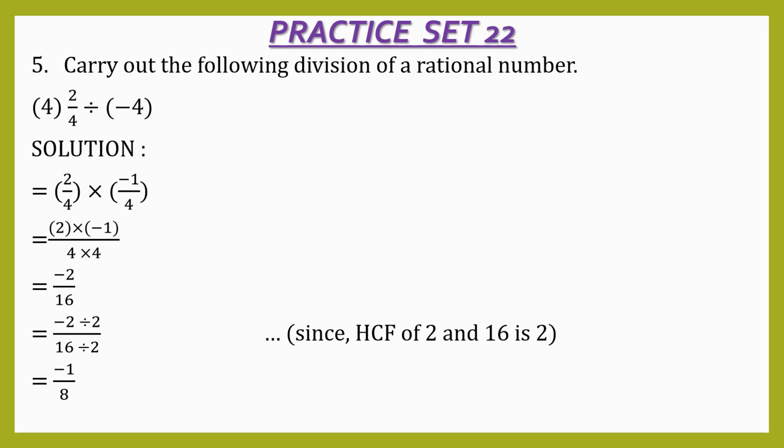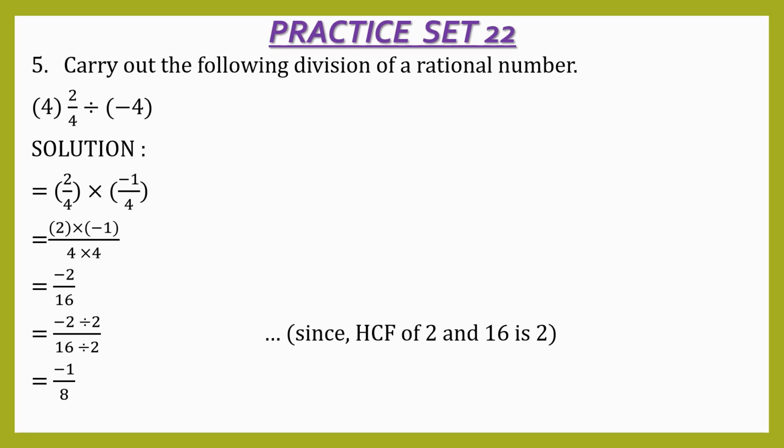Next, the fourth question, 2 upon 4 divided by minus 4. So our solution is 2 upon 4. Again we are going to write it as it is. Division sign is replaced with multiplication. Multiplicative inverse of minus 4 is minus 1 upon 4. So your next step will be 2 upon 4 multiplied by minus 1 upon 4.